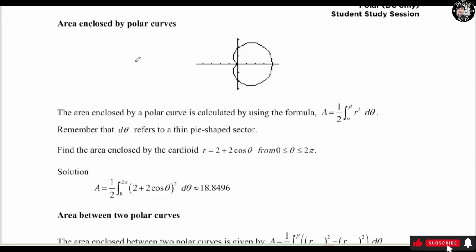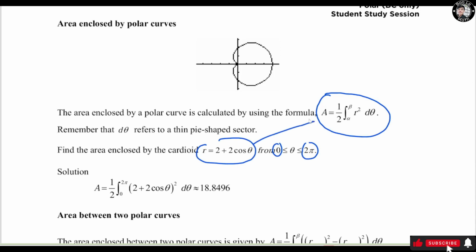Now, in order to find the area enclosed by a polar curve, we're going to use this formula. A equals 1/2 integral from a to b of r squared d theta. Alright, now look at this example right here. a equals 0, b equals 2 pi, right? The radius is right here. And we just plug this one into the formula, we get the answer, right?